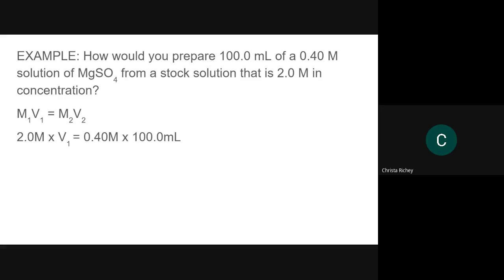Now, I can leave this in milliliters. When you're calculating molar concentration, it has to be liters. This is dilution. It's going to probably be in milliliters because that's how we measure with graduated cylinders. Very, very similar to Boyle's law. It's just not atmospheres, kilopascals. It's molarity. So I would multiply these, divide by this one, just like how you did in Boyle's law. And it comes out to be a total of 20 mils from that stock solution.